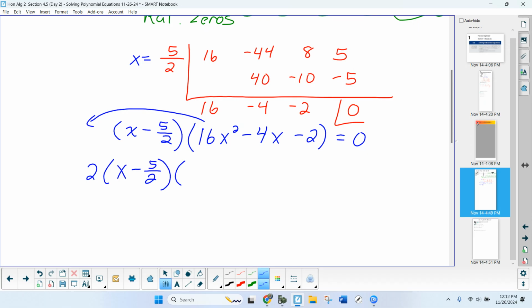So when I pull a 2 out of that trinomial, what do you guys have left? 8x squared minus 2x minus 1. Okay.